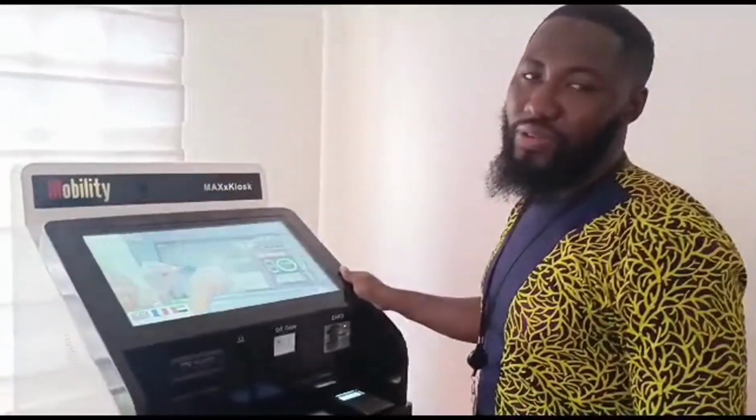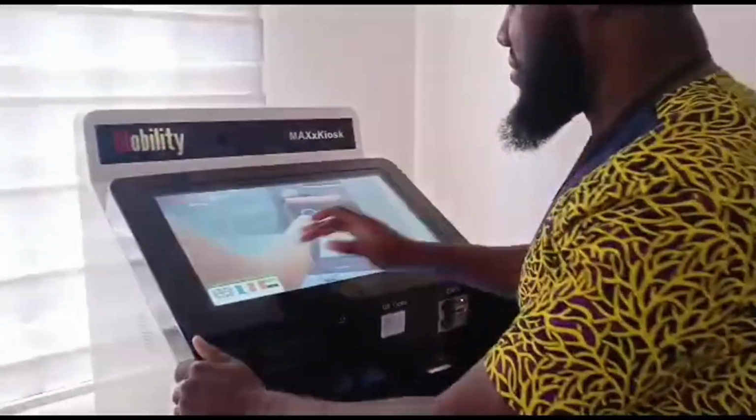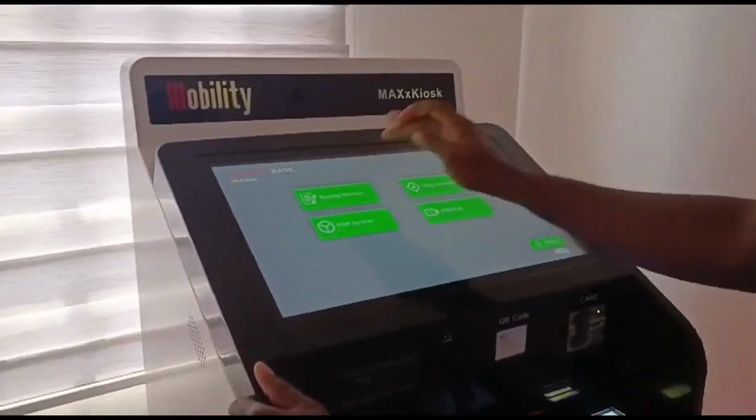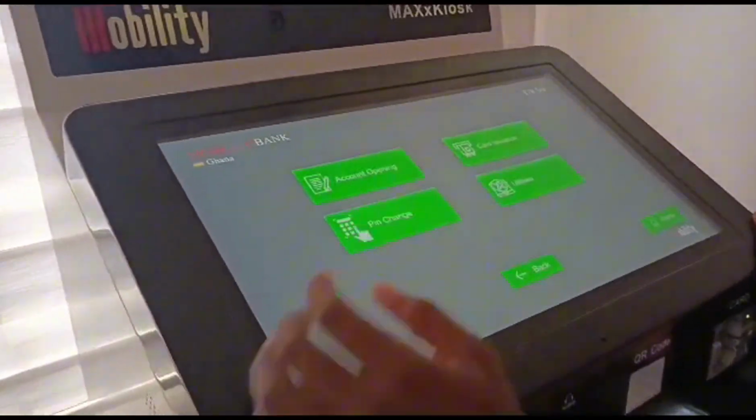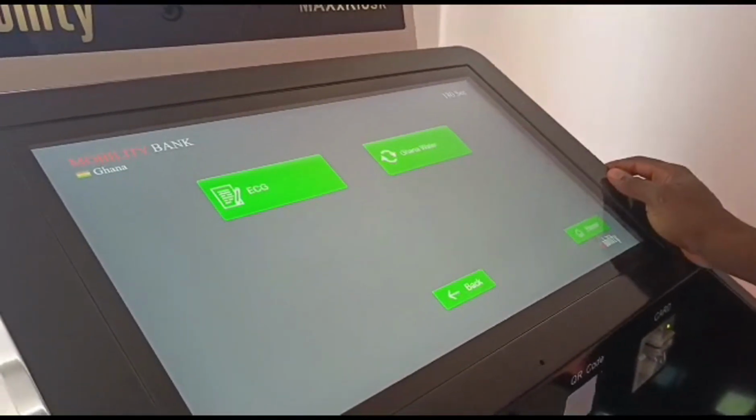Today we are going to go through how to pay utility on the MAXxKiosk. Come along with me. So as usual, we select our language, then we go to our banking services. Okay, and in the banking services we come to utilities.